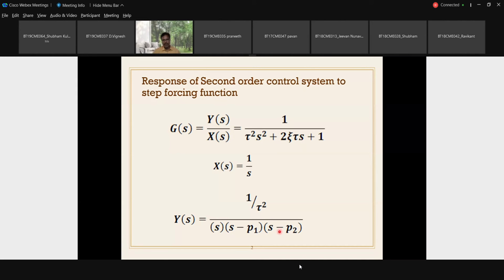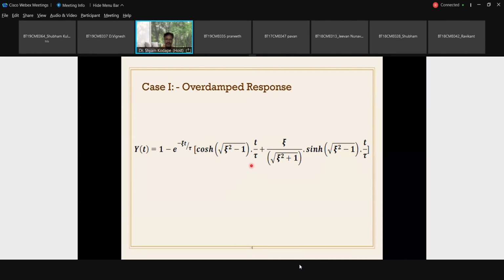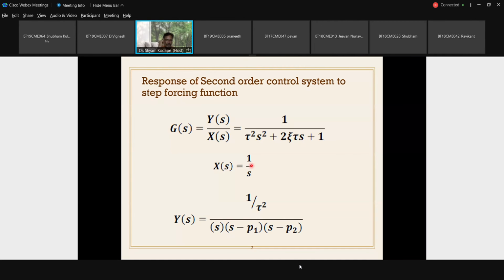Are you getting my point? Okay. P1 and P2 can be anything. So let's see how P1 and P2 affect the y(t). Generally, why are we taking P1 and P2? If you observe that, P1 and P2 here, let me copy this.